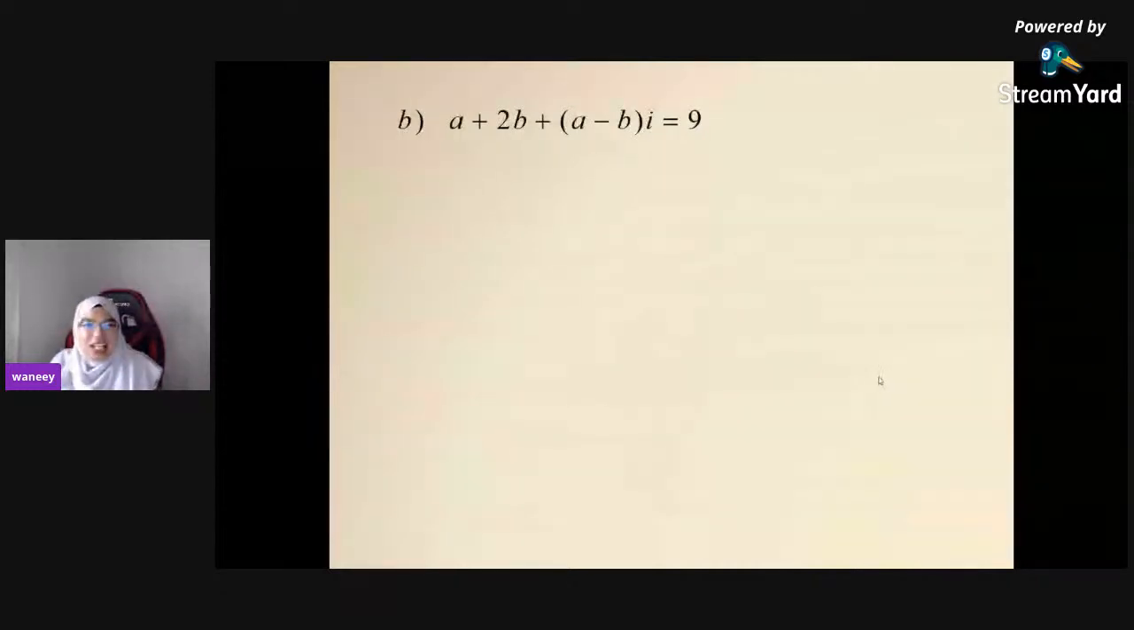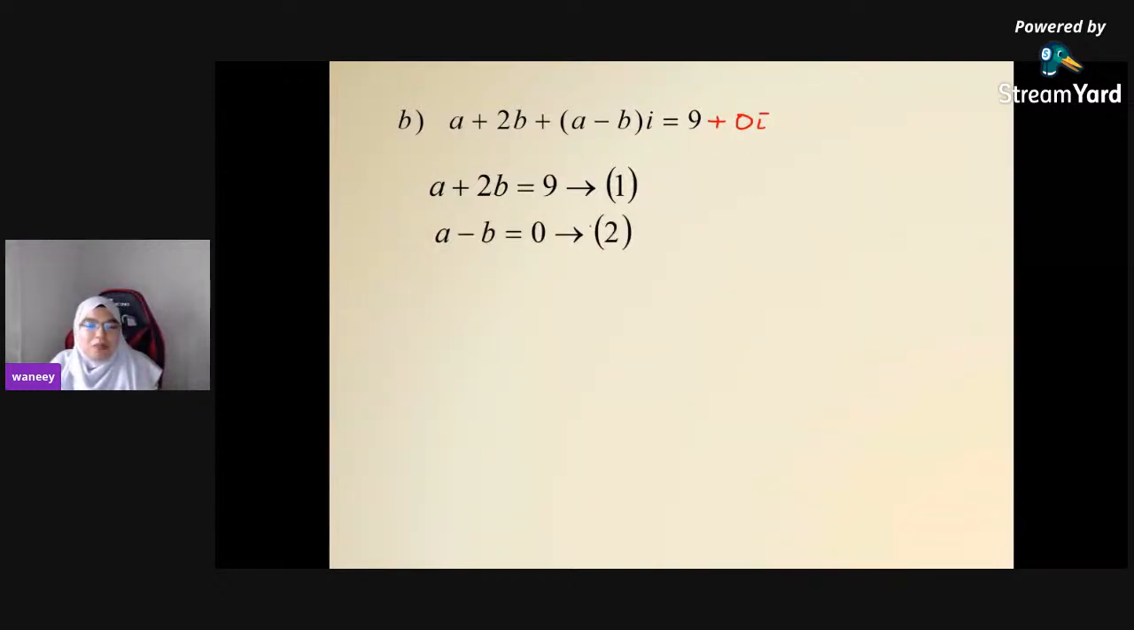Okay, so now the first equation is A plus 2B equal to 9. Now you couldn't see anything with I, right? So we should plus with 0I over here. When you compare with the imaginary part, you should be able to see that A minus B is equal to 0. If we didn't see anything with I, it simply means that we have 0I. Itu je lah, tak ada I maksudnya 0I lah. Kalau tak ada number maksudnya 0 lah number tu.